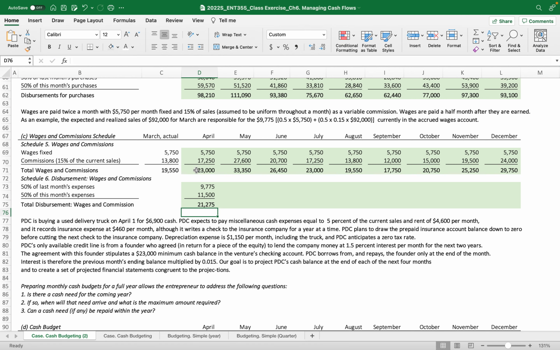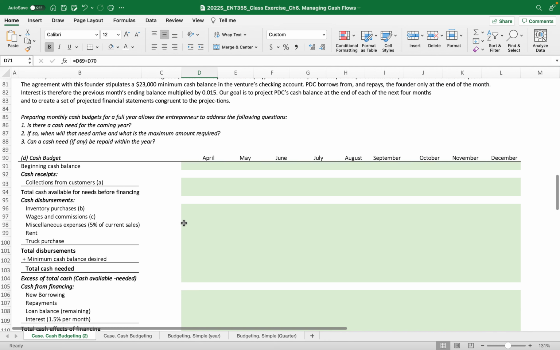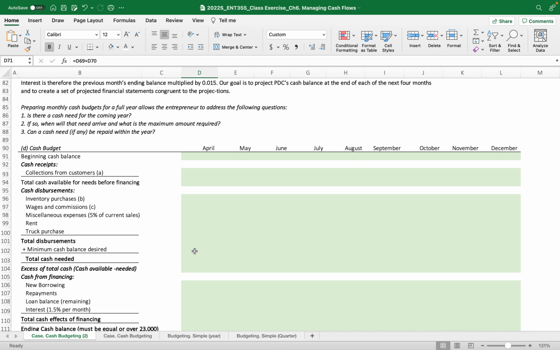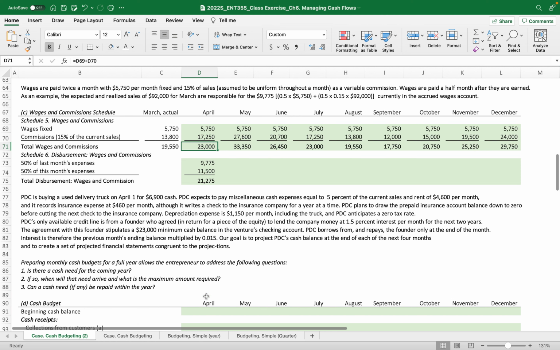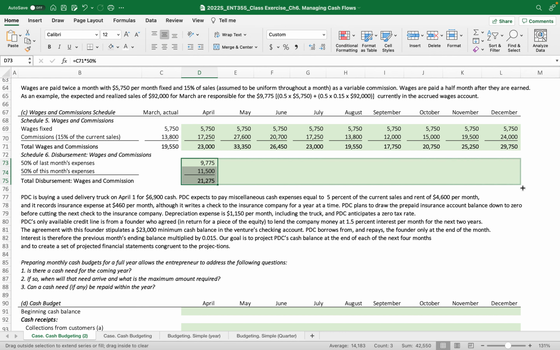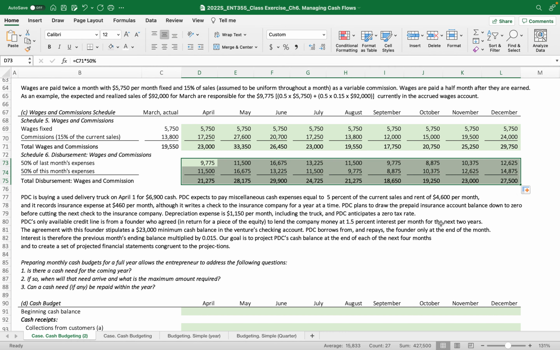So again, as you can see, the disbursement of wages and commissions is different from the wages and commission expenses on the income statement. That income statement information, the wages and commissions expenses, will be used in the budgeted income statement creation. But the total disbursement, actual cash, will be converted into this cash budget, right? How much cash we need, how much additional financing we need to borrow or pay out. And then let's just drag to the right. So finally, we finished the commission schedules.